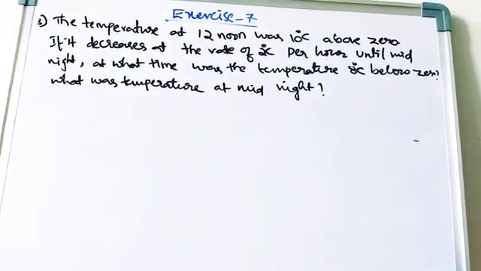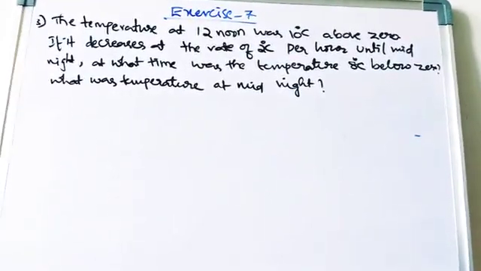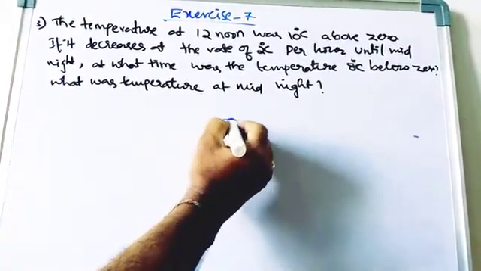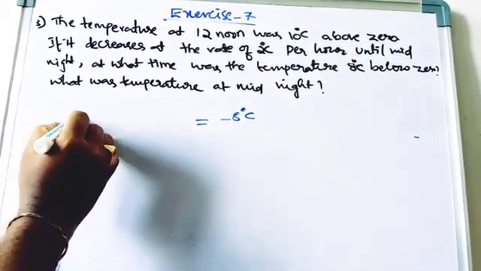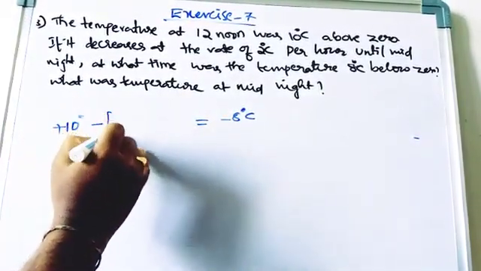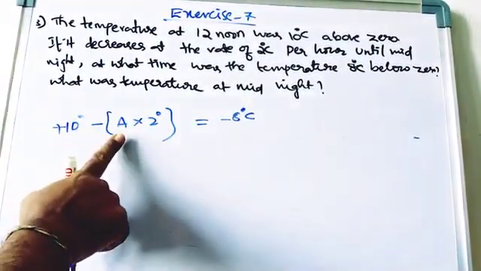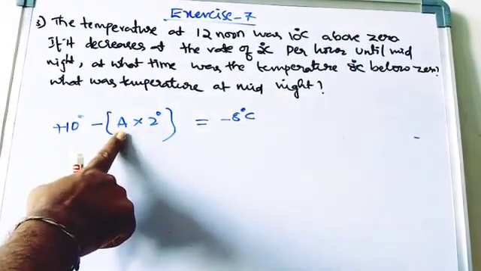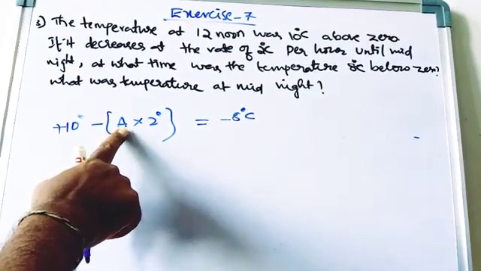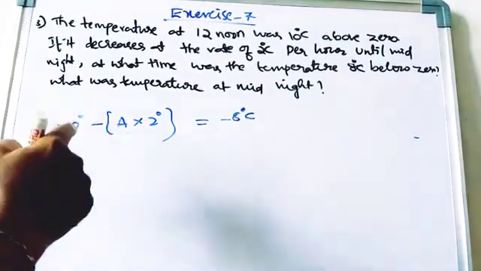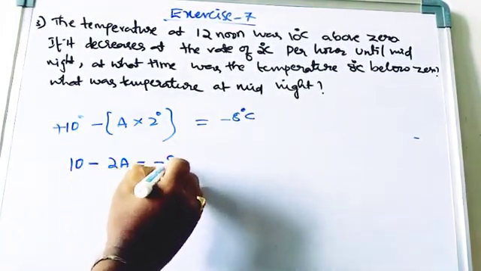And the next question: at what time is the temperature 8 degrees centigrade below zero? Below zero means minus 8 degrees centigrade. At what time? So already we know the starting temperature is 10 degrees centigrade, and then after some time it will become minus 8 degrees. Previously we did it after 12 hours into 2 degrees. Here we don't know the time, so we take the unknown time as a. So now we are going to calculate a. So 10 minus 2a is equal to minus 8 degrees centigrade.